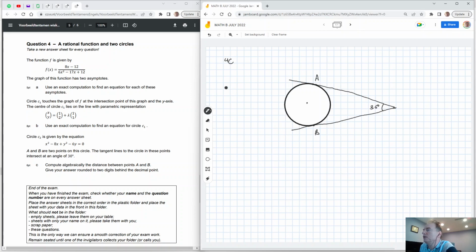Let's say the center of the circle is here. We know this has to be R, the radius. We know this radius, but they're asking for this length, A and B.